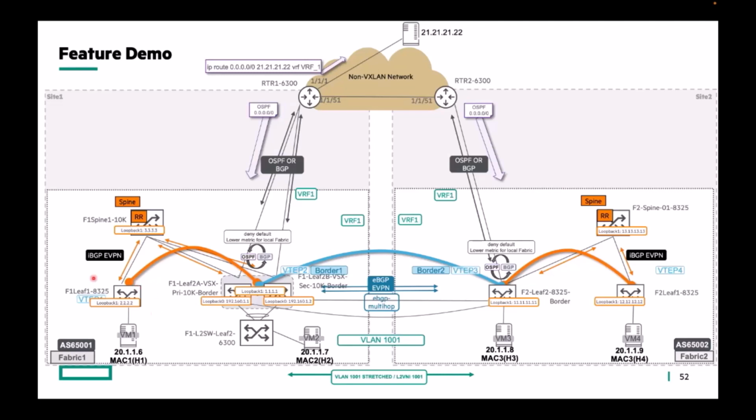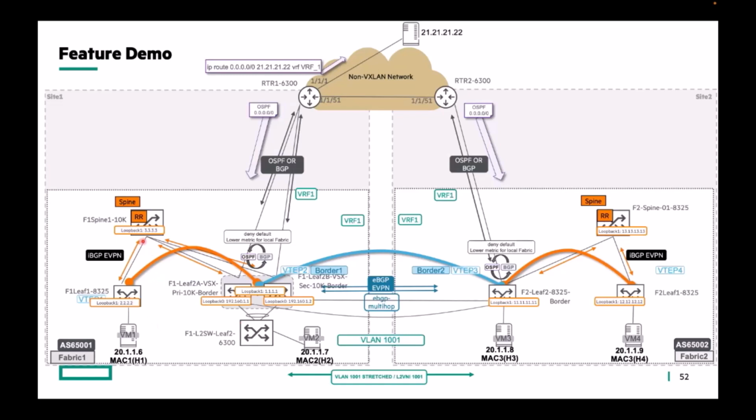We have Site 1, Fabric 1. We have DC2, Site 2, Fabric 2. They're connecting through interfabric. VRF1 is in our setup, and we are concentrating on VRF1. VLAN 1001 is the one which is getting stretched. All these hosts, 20.1.1.6, 7, 8, 9, are all on 1001 with their SVI as 20.1.1.1.